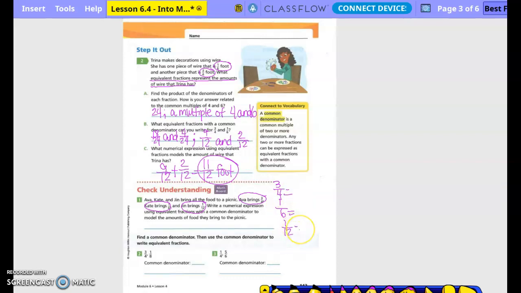So what is our least common multiple, guys? 12. So do I have to change the bottom one? No. So I'm going to write 1/12. Okay, so how did I get from 6 to 12? Times 2. What I do on the bottom, I do on the top. So 1/6 is also equal to 2/12, right? Okay. The next one, how did I get from 4 to 12? Times 3. What I do on the bottom, I do on the top. So 3 times 3 is 9.